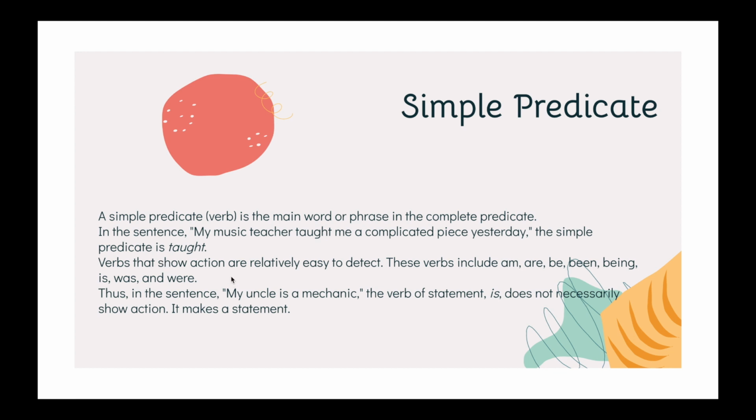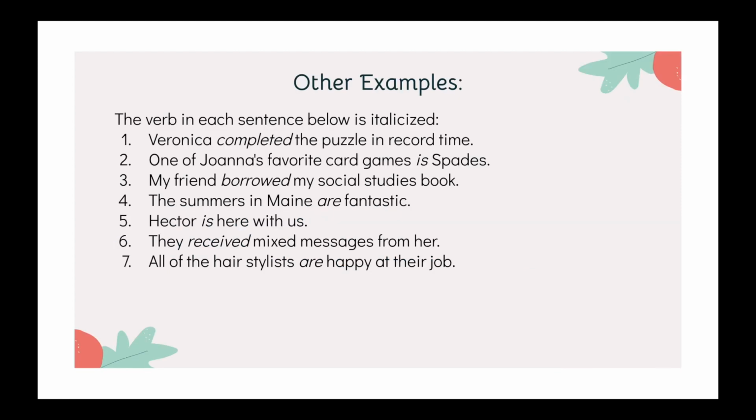Verbs that show action are relatively easy to detect. They also include am, are, be, been, being, is, was, and were. So for example, "My uncle is a mechanic." The verb is does not necessarily show action, but it makes a statement, and it's still a simple predicate. Some other examples: "Veronica completed the puzzle in record time," so the word completed here is the simple predicate. And "One of Joanna's favorite card games is spades." The word is is the main predicate, the simple predicate.